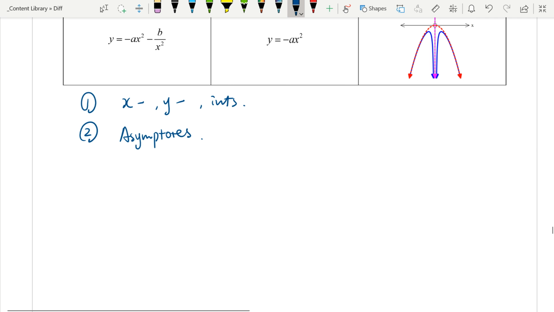So when will you have asymptotes? Well, the one I just talked about, the whole part will become asymptotes. But what else? How do you find the vertical one? Undefined. Okay, so denominator equals 0 gives you vertical asymptotes.